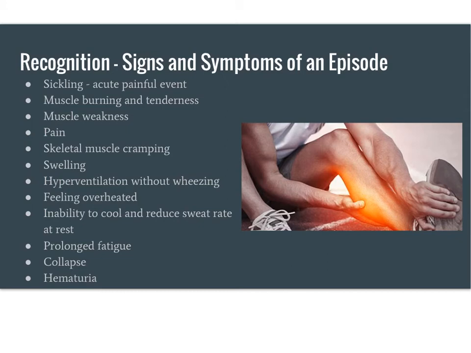The athlete may begin to hyperventilate, but not wheeze, as may be seen with asthma. They may feel overheated and excessively fatigued, and may experience hematuria, or blood in the urine. Finally, athletes experiencing a sickling crisis may collapse. Sickling crises lack prodrome or any warning signs that sickling may occur soon. Therefore, a sickle cell trait positive athlete experiencing these symptoms should immediately be treated as if experiencing an exertional sickling crisis.